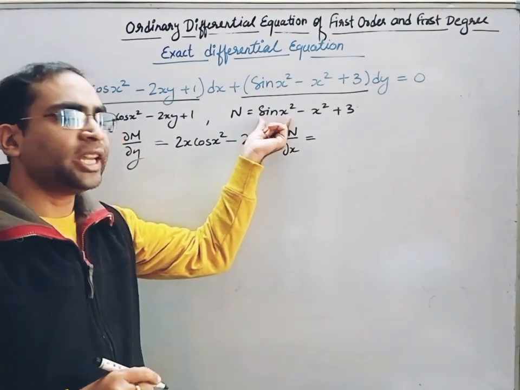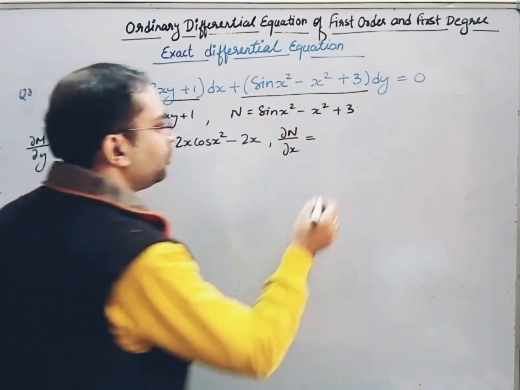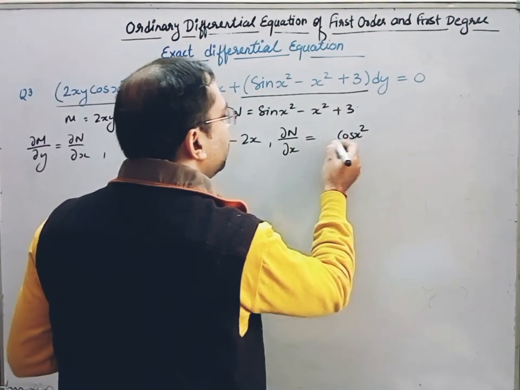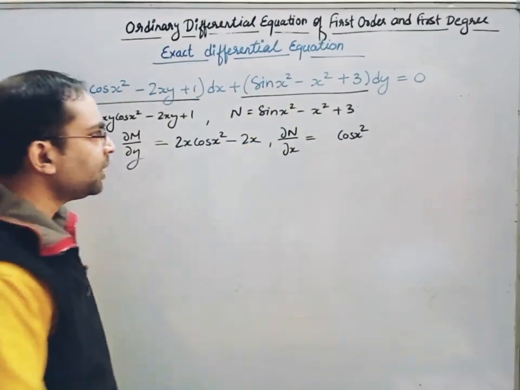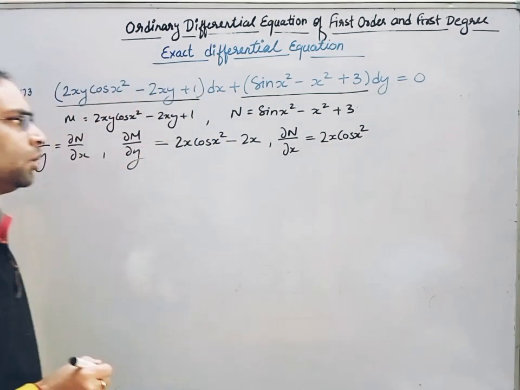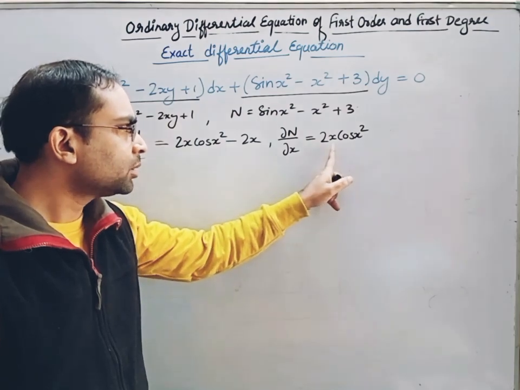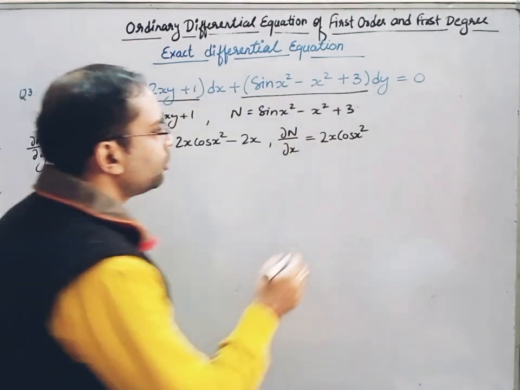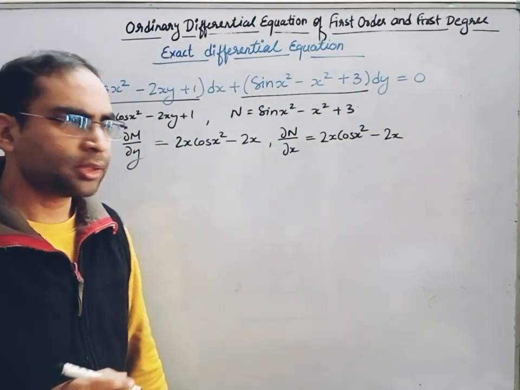So first of all, this is sine of x square. We'll do it with the chain rule. So first of all, the differential of sine of x square will be cos of x square, and then we'll multiply this with the differential of x square. The differential of x square is 2x. So the differential of sine of x square comes to be 2x cos of x square. Now the next term, minus x square, will be minus 2x, and plus 3 is a constant, so this is 0.